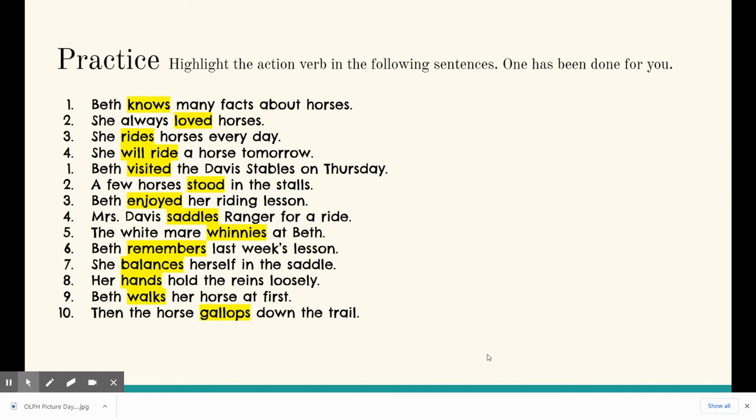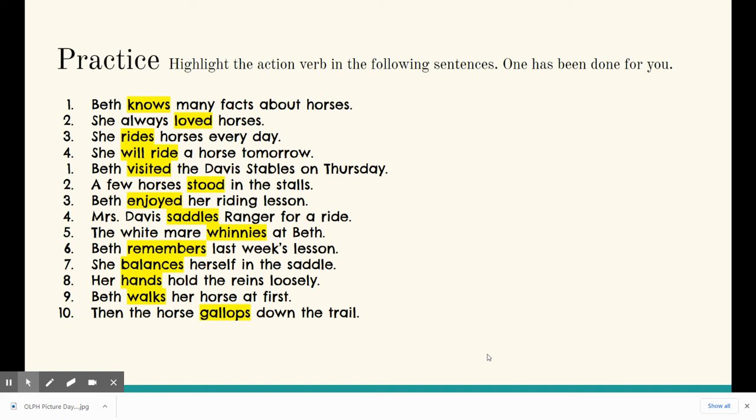Beth enjoyed her writing lesson. Enjoyed is the action that Beth did. Mrs. Davis saddles Ranger for a ride. Saddles is the action that Mrs. Davis did. The white mare whinnies at Beth. Whinnies is the action that the white mare did. Beth remembers last week's lesson. Remembers is the action that Beth did.